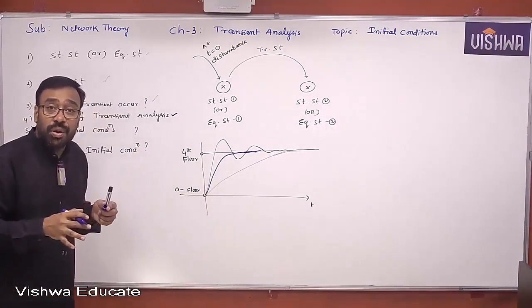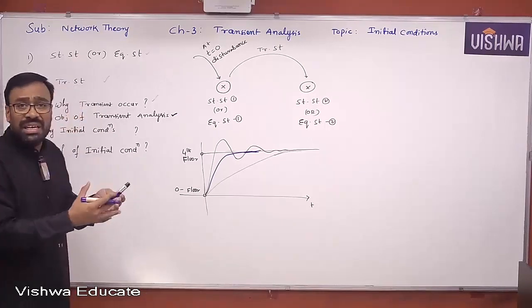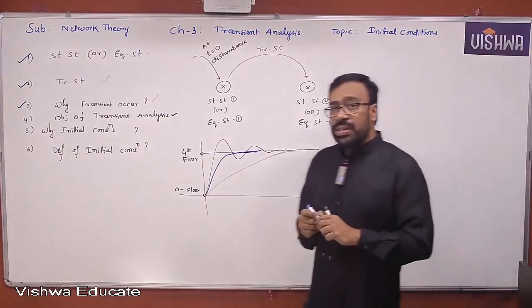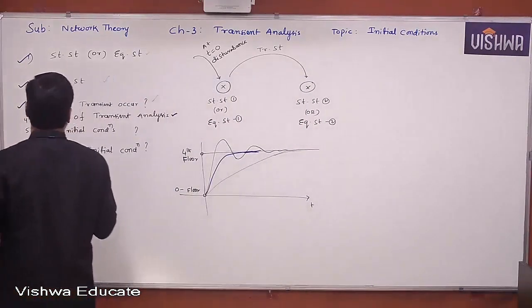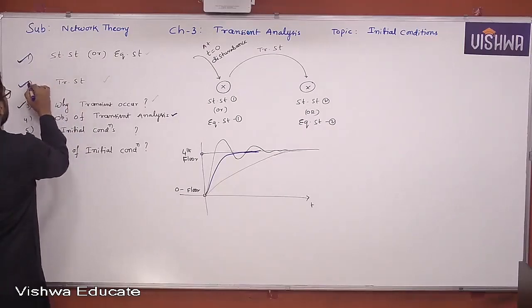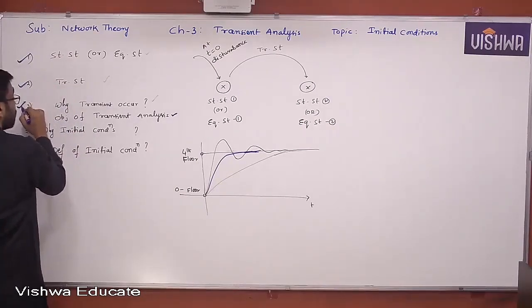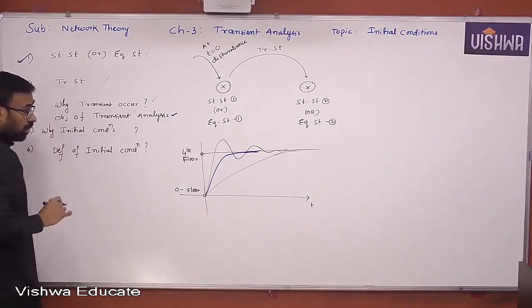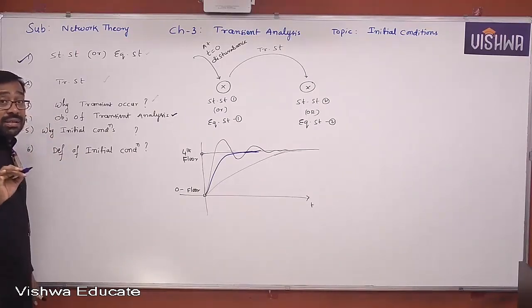I hope you understand the point. So how we understand mathematically, we have some important expression that we will see a little later. Finally, we have understood up to this particular part: steady state, transient state, why transients occur, and the objectives of transient analysis. All these four important points we have discussed. Yes or no, all of you?